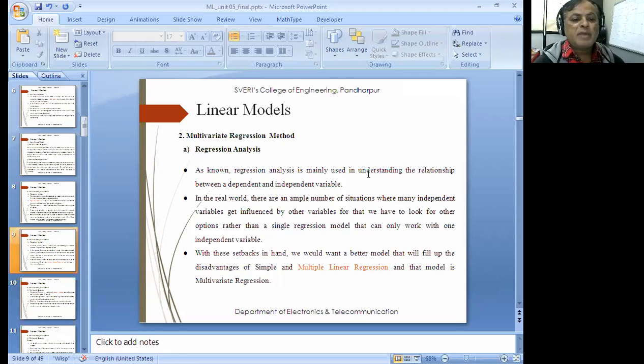So with these setbacks in hand, we would want a better model that will fill up the disadvantages of simple and multiple linear regression, and that model is multivariate regression. That is where all the drawbacks of what we have seen in simple as well as multiple regression models can be easily resolved. That is the model of multivariate regression.